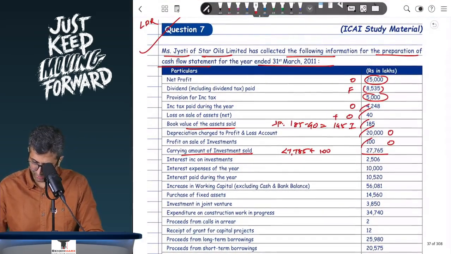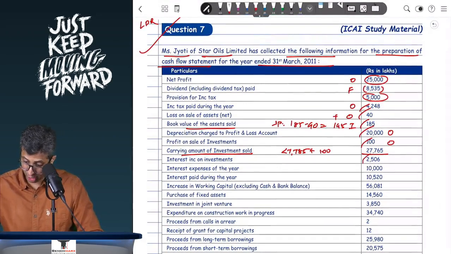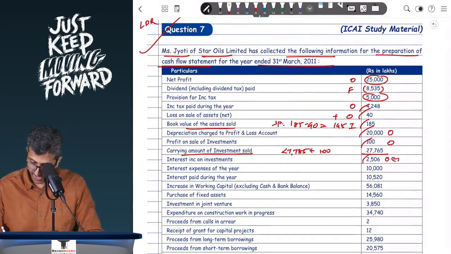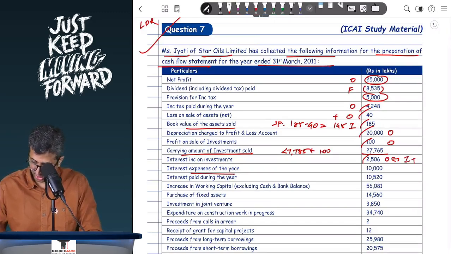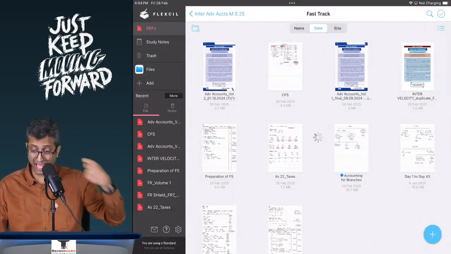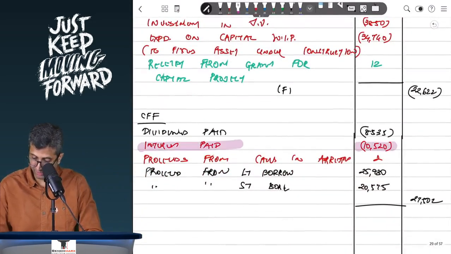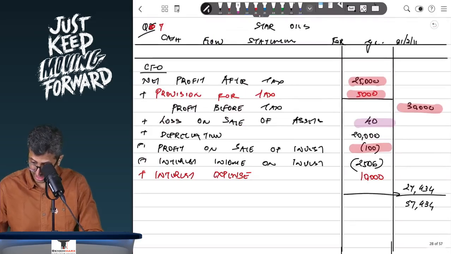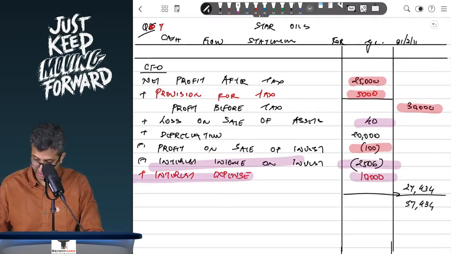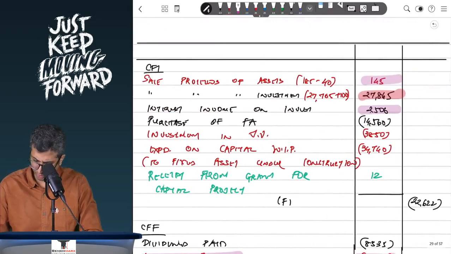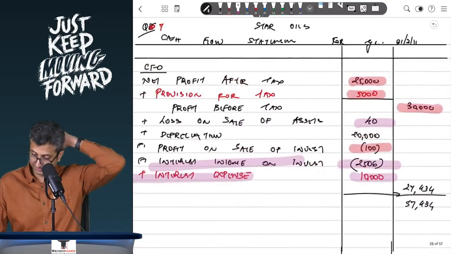Okay. Then you have interest income on investments. This is your income. You will deduct this from operations. And if it is received, you will add it in investing. Interest expenses of the year, 10,000. You will add back in operations. And interest paid during the year. You will take this in financing. So 10,520 जो आपने actually pay किया will go in financing. 10,520 will go in financing. And 10,000 of expense that is added back. Interest expense. Interest income of 2506 removed and interest income of 2506 which is received must be added.